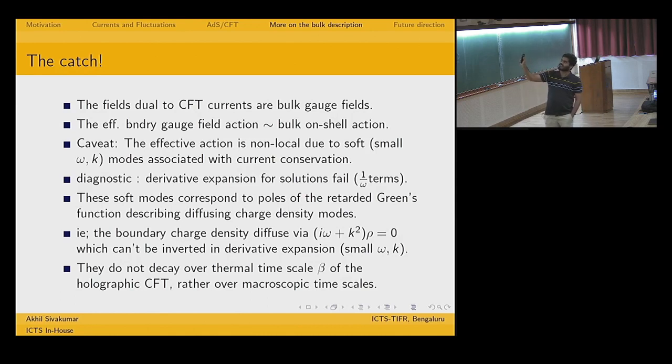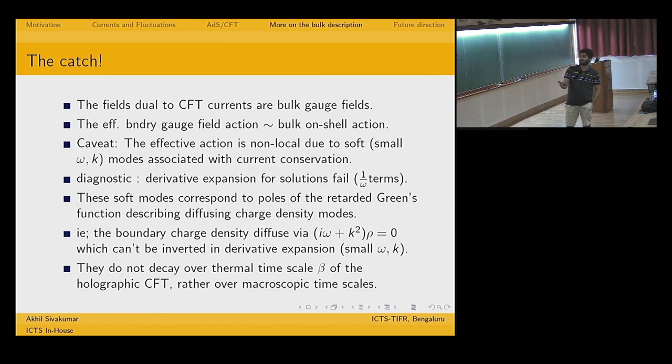So there's a catch. The effective action is non-local for the boundary gauge fields. The effective action is non-local due to soft, small omega and k modes associated with current conservation, which show up in your calculation as a failure of your derivative expansion for solutions. So basically, you have some Klein-Gordon kind of equations, or some field equations in the bulk, which are typically hard to solve. You have to resort to some kind of derivative expansion, which means you're going to think of your frequencies in the Fourier coefficients as perturbations. You're going to Taylor expand in them. It's like the dipole approximation.